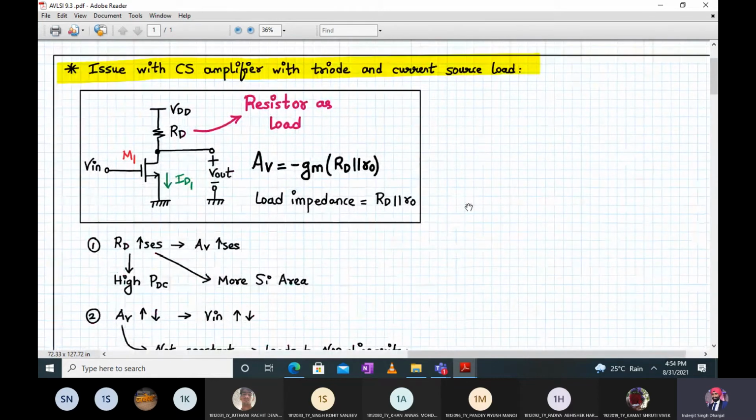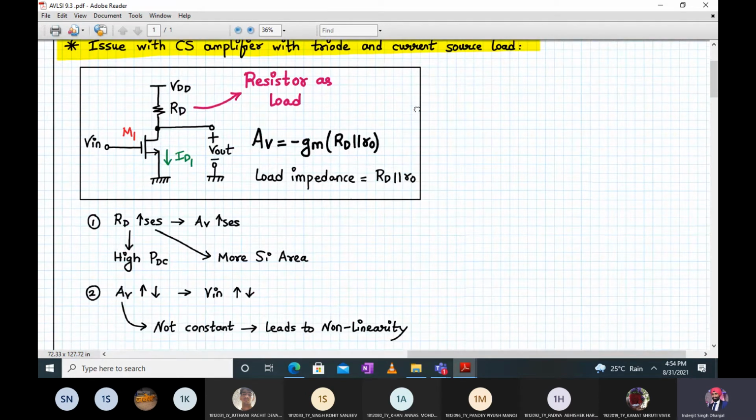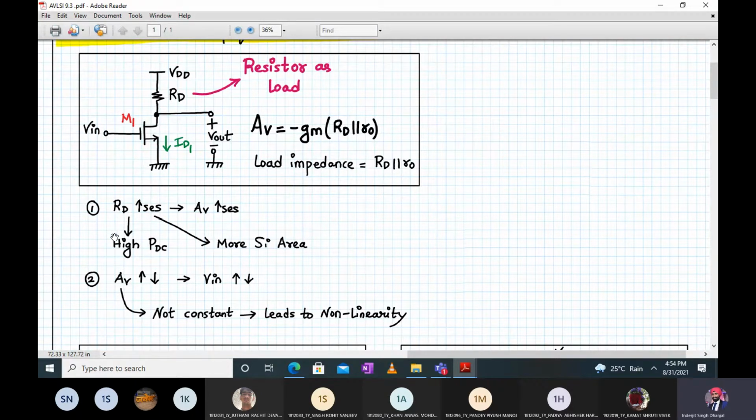Yeah, so let us see what are the problems faced in the common source amplifier with triode and current source load. So let us begin with the common source amplifier with resistor as a load. We have seen that with a resistor as a load, the gain AV was given by minus gm into RD parallel to RO. Correct? So that means if I increase the value of RD, my gain will increase.